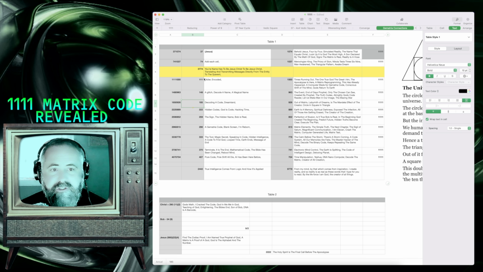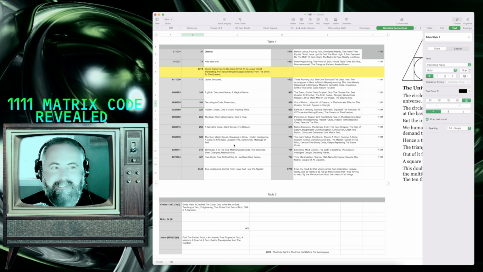So starting on this first one, going from 37 to 74, 111, 148, 185, 222, 259, 296, 333, 370, and 407 gives the number 2442. Well, what are the chances that that number would also be a palindrome? It's the same number forwards and backwards. And that gives us the phrase, true intelligence comes from logic and how it's applied.